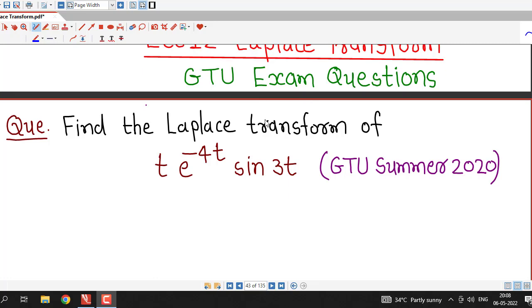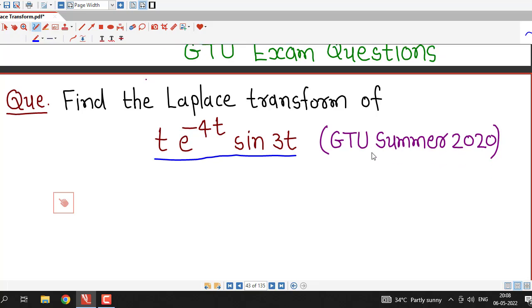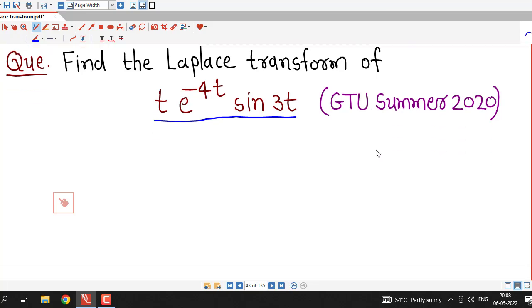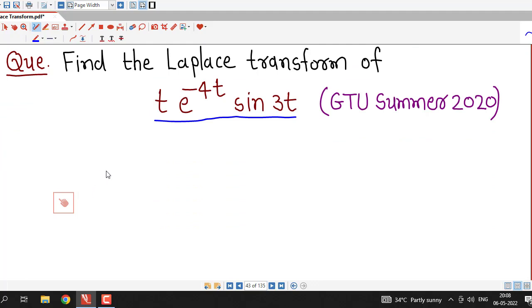In this lecture we will discuss this question on finding Laplace Transform of the function t times e raised to minus 4t sin 3t. This question was asked in the GTU Summer 2020 exam, and we have discussed one question of this type in previous lecture number 11. So here we can do this question using first shifting theorem.